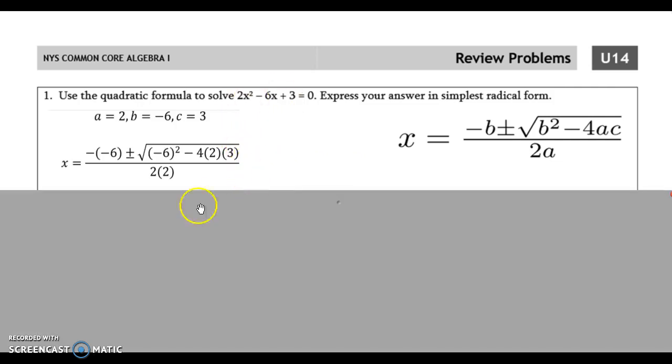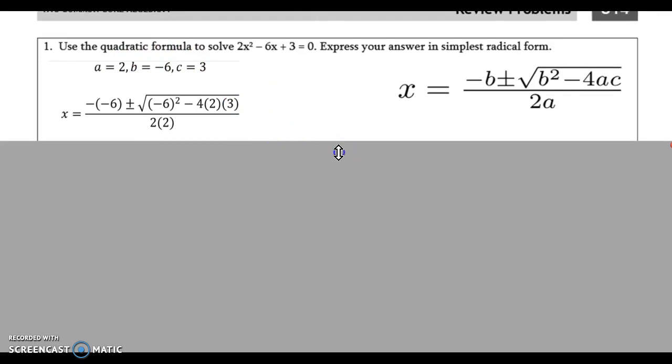Alright, hopefully you tried to solve it. The first thing I did was I substituted the values of a, b, and c into my quadratic formula, and you can see that process here. I wrote down a, b, and c first. I reminded you in class that you should do that.